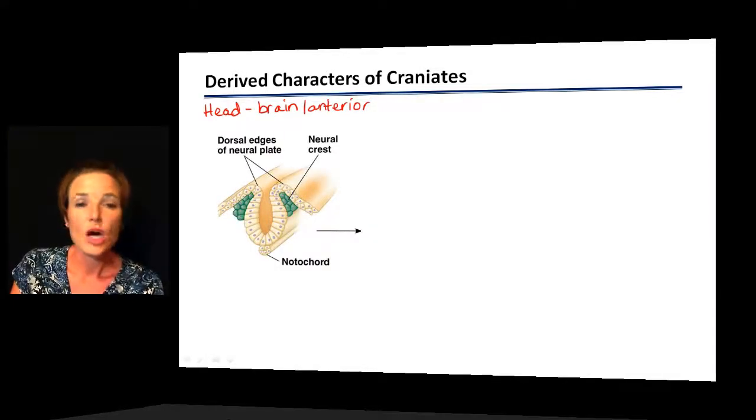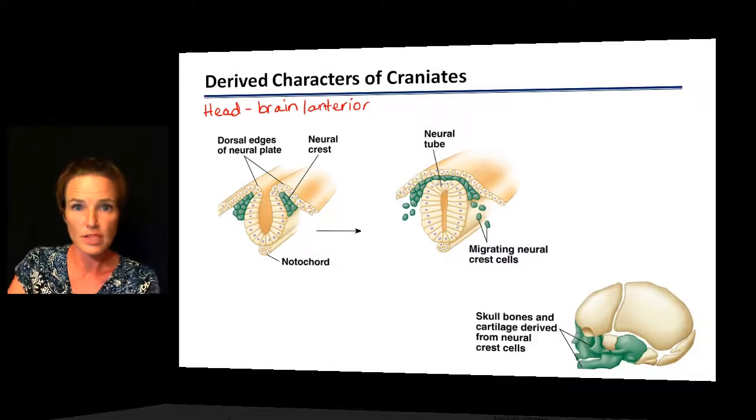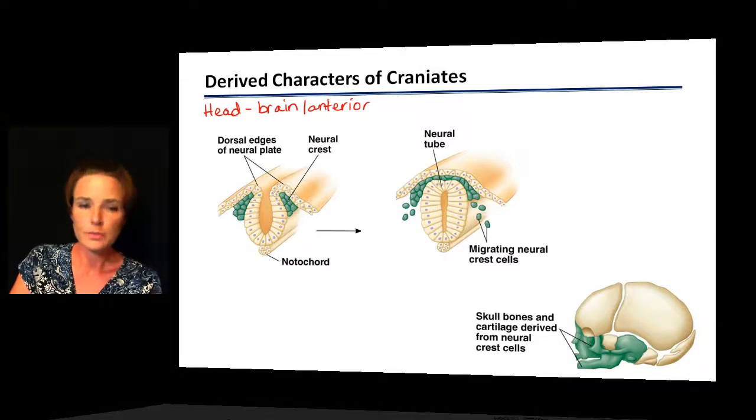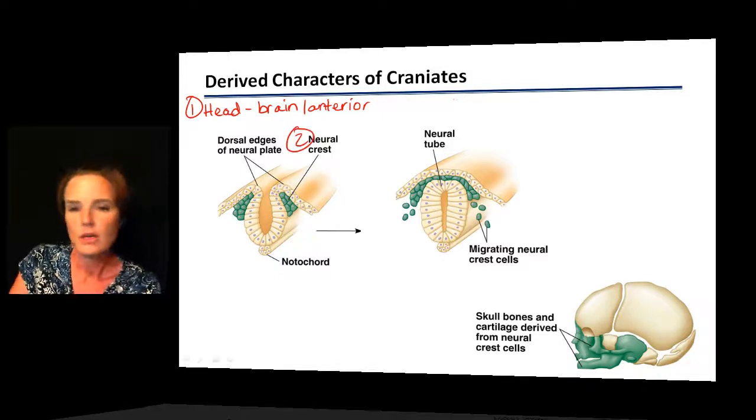We also have here what's called the neural crest. The neural crest is going to be a collection of cells, shown in green on this slide, that start to form where that hollow nerve cord is beginning to close up. These neural crest cells are going to develop, and eventually they're going to become a lot of different parts of the skull. So some of them are going to develop into teeth, some will develop into skull bones or cartilage, a lot of different things that come from those. So in this case, we've got the head, we've got the neural crest.